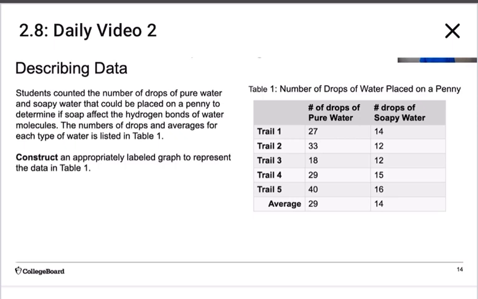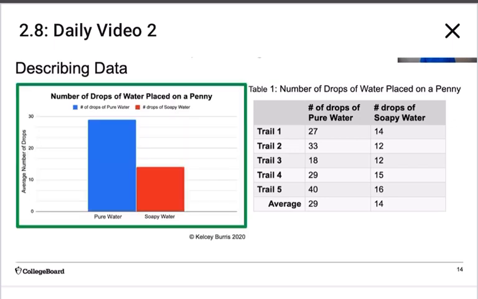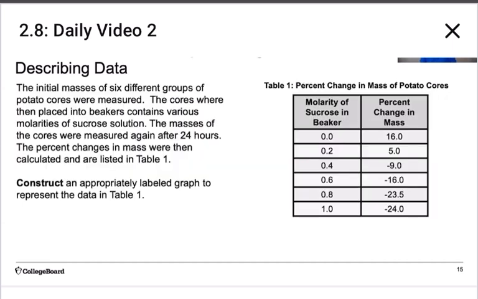Welcome back. You should have constructed an appropriately labeled graph to represent the data in Table 1, which is the number of drops of water placed on a penny. You should have produced a bar graph because you're comparing the average number of drops of pure water to the number of drops of soapy water. Let's move to the next practice problem. Again, pause your video, read the question, analyze the table, and construct your graph. Once your graph is complete, push play, and we'll go over it.